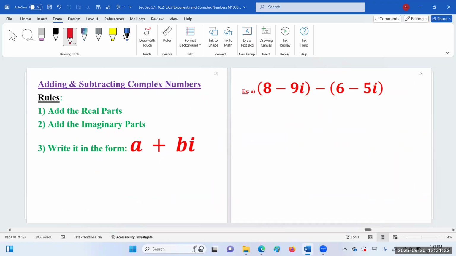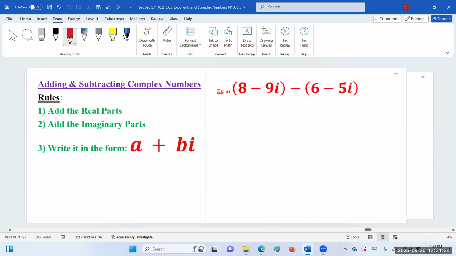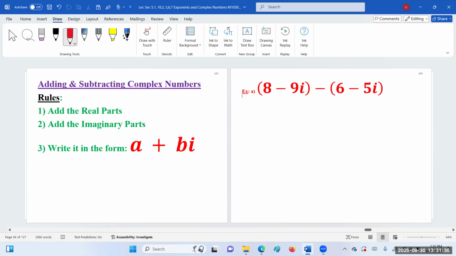Okay, the next, we already learned that. Now, addition, subtraction, multiplication work just like the normal addition, subtraction, multiplication. You add the real number, then the imaginary number. So we have 8 minus 9i, and you're trying to subtract 6 minus 5i. What is our first step?